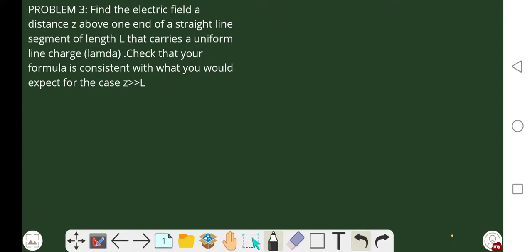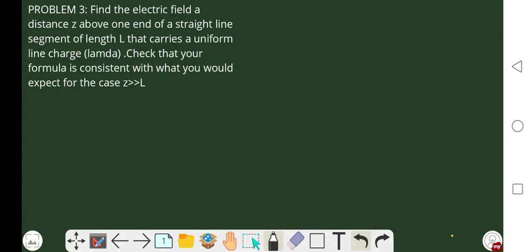Sorry everyone, I can't find the lambda sign on the keyboard, so I'll write it here like this. So let's go for the solution. For better understanding of the problem, we will draw an image first.